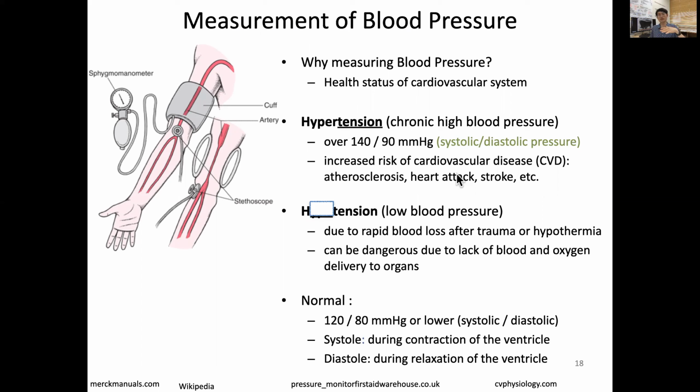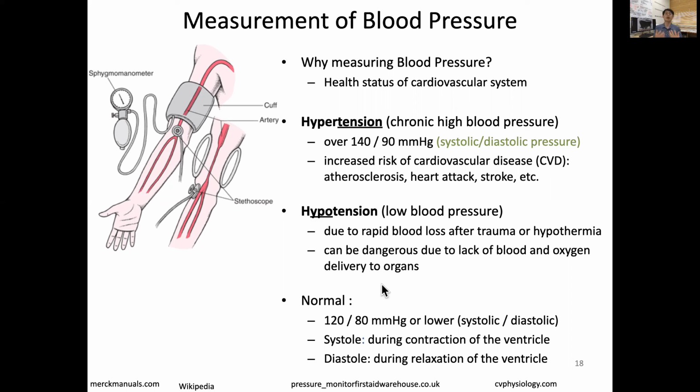On the other hand, you could have very low blood pressure, which we call not hyper, but hypotension. When can hypotension occur? If there's a big trauma where you lose blood volume, rapid blood loss can give you hypotension, which could be dangerous because if you lack blood, you lack oxygen delivery to organs, and that leads to shock. So this is very important to catch if a patient has hypotension.